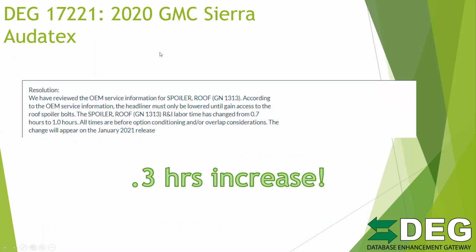We had an inquiry come in on a 2020 GMC Sierra for AutoText, and in this case, the inquiry came in talking about the roof spoiler time for R&I wasn't sufficient, and in this case, AutoText includes the labor to lower the headliner. So the inquiry was submitted, and AutoText confirmed that 0.7 to R&I the spoiler, including the dropping of the headliner, was not sufficient. So they increased it to 1 hour. So again, this was an increase of 0.3 over an R&I operation of a component on the vehicle. So these are another example of how you may want to submit an inquiry.